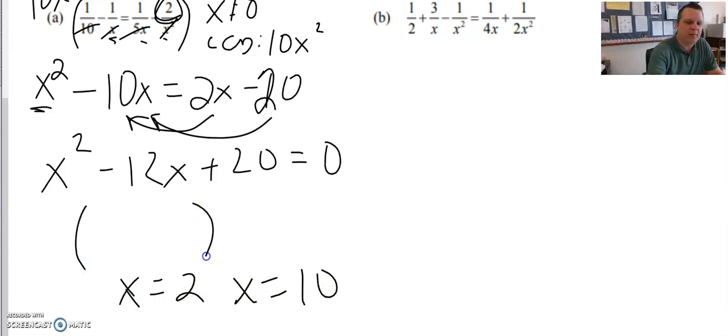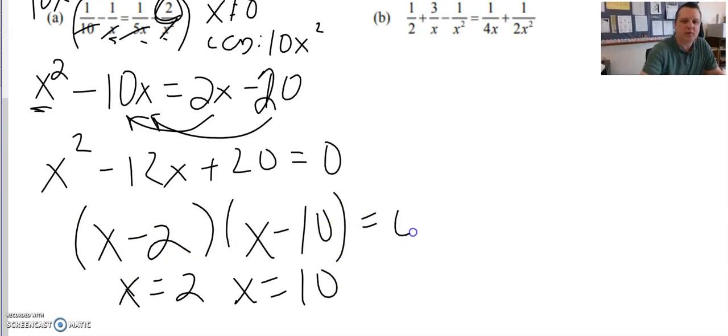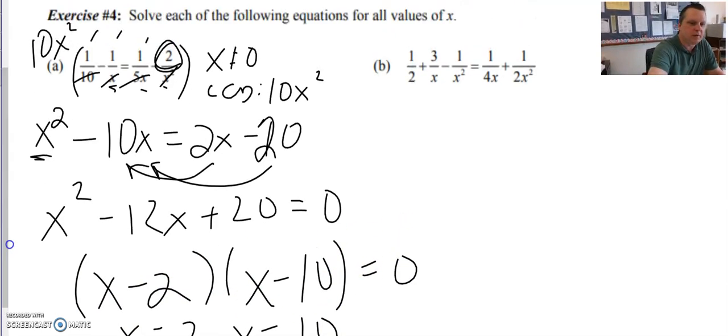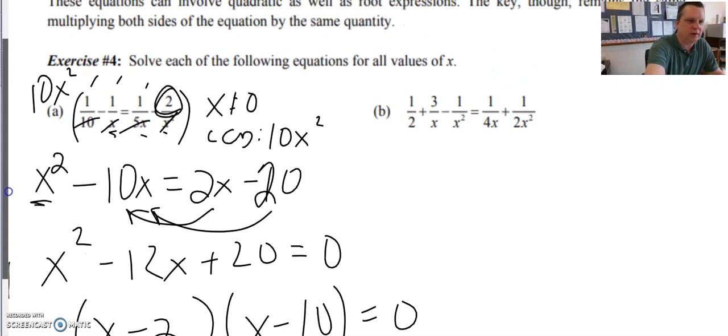All right, back it up. X minus 2, x minus 10 equals 0. And these are your solutions, 2 and 10. I'm going to pick it up a little bit because I have a couple more to get through that are going to get more complicated.